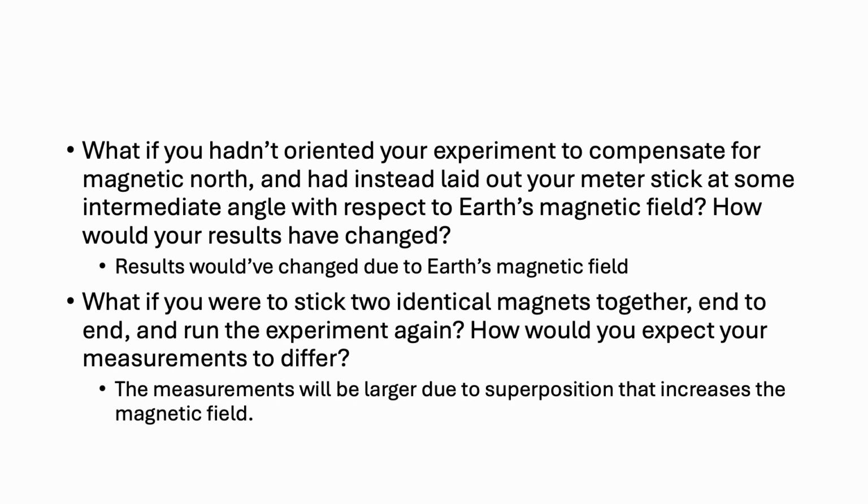Some questions for this lab are: if you haven't oriented your experiment to compensate for magnetic north and you have laid out your meter stick at some intermediate angle with respect to Earth's magnetic field, how would your results have changed? And simply put, the results itself would have changed due to the Earth's magnetic field.